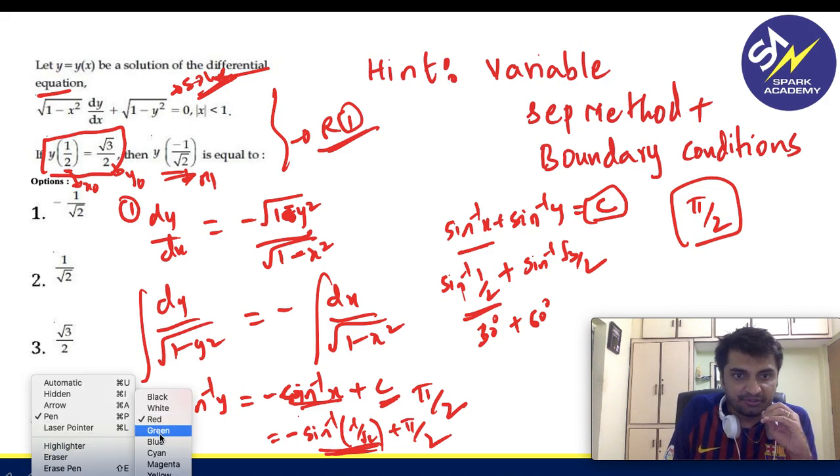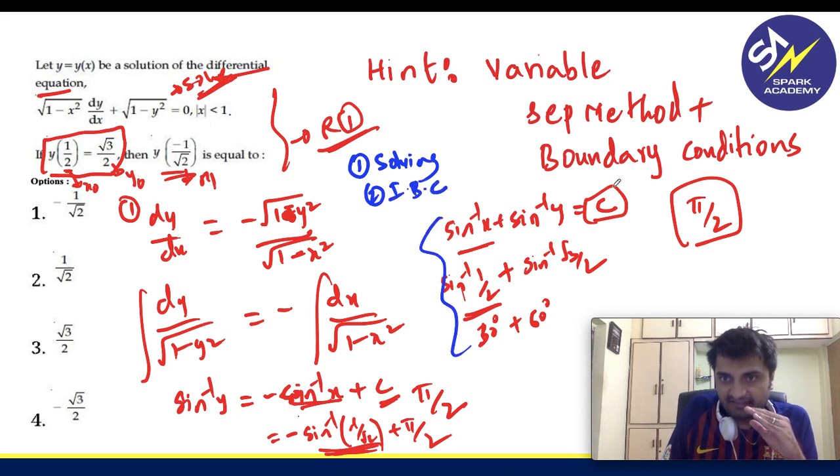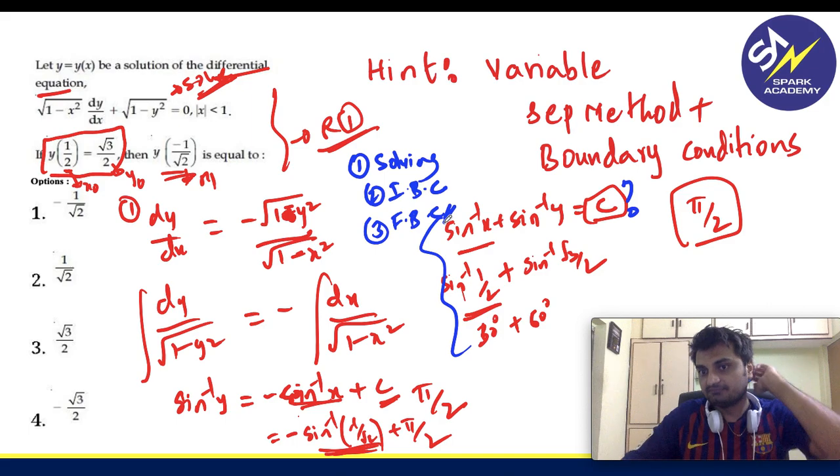We are first trying to find out, right? We are solving the differential equation. Then you are applying initial boundary conditions, right? Which is this part, right? We are trying to find out the C value. Then finally we are applying the final boundary conditions. In this way you have to do.